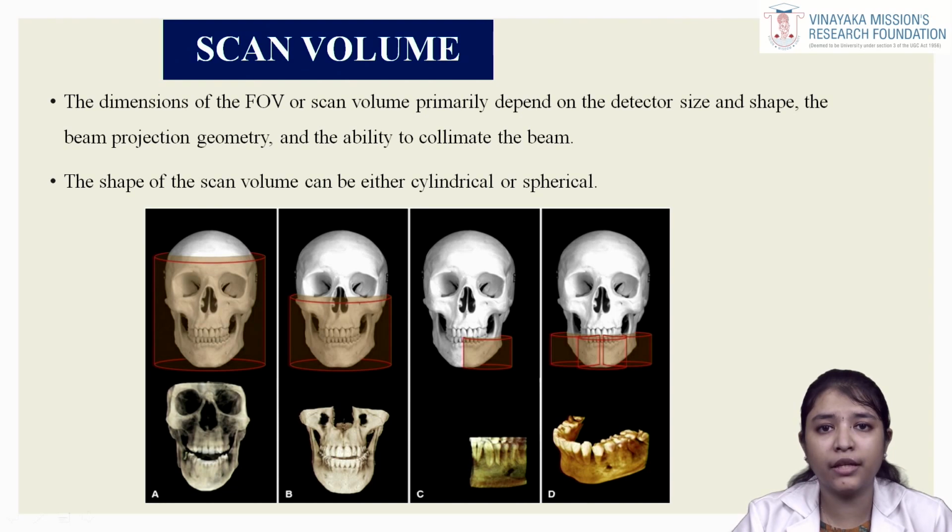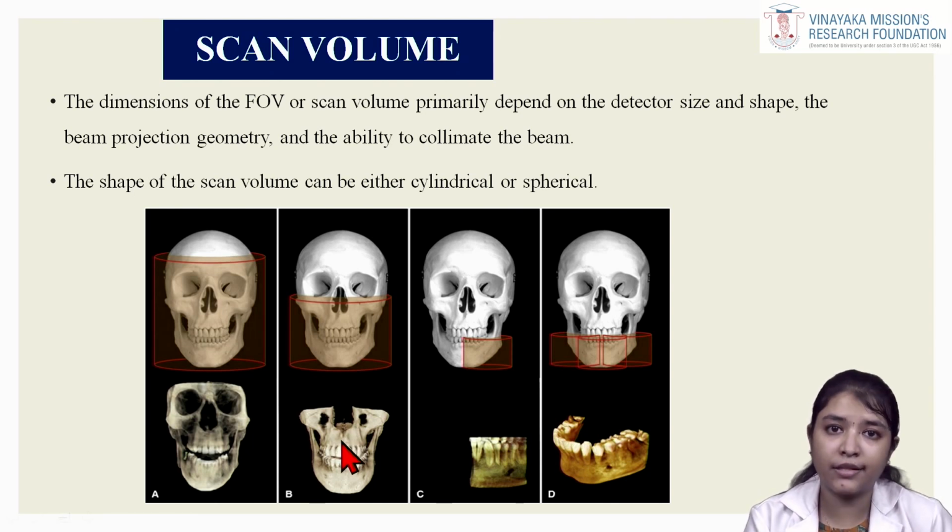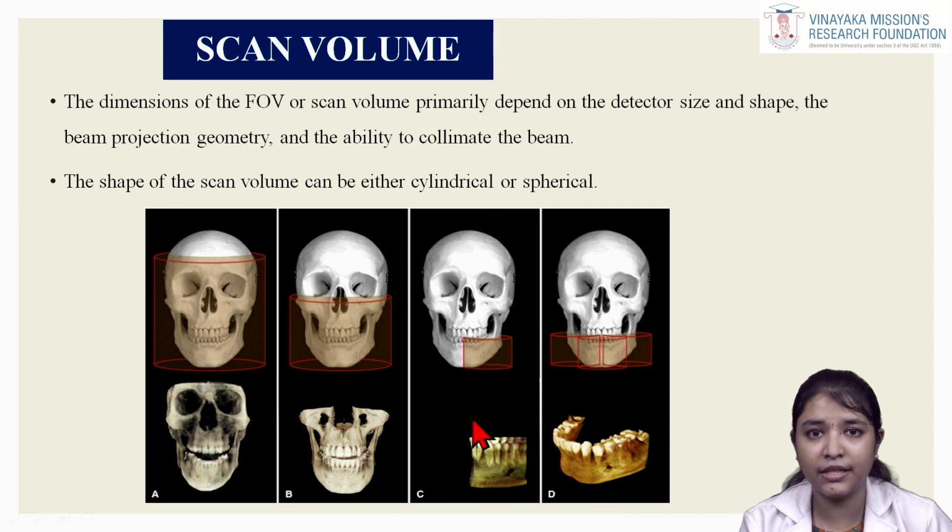The field of view has three types: large, medium and restricted or focused FOV. The shape of the FOV is mostly cylindrical or spherical scan volume. The large FOV is used to examine the entire craniofacial skeleton, and in medium FOV you can scan the maxilla or mandible, even both. Restricted or focused FOV, also known as segmental CBCT, is used for scanning only a particular region, a quadrant or even a single tooth.